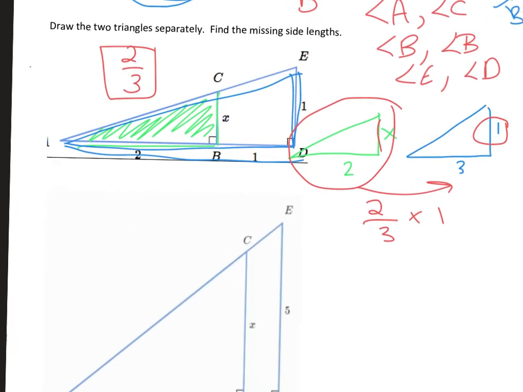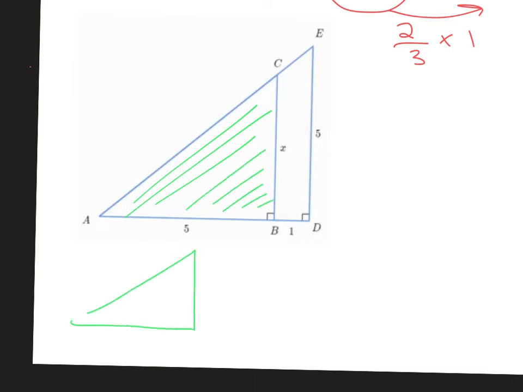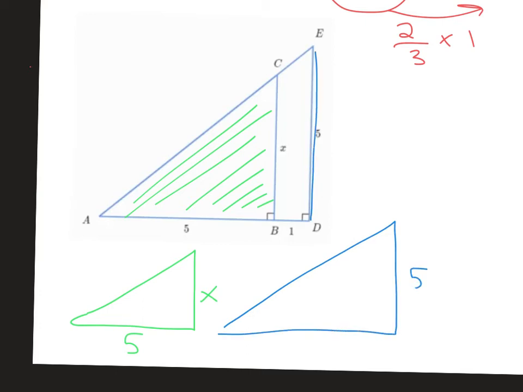Let's try the same strategy down here. I'm going to draw out the two triangles separately. So I have the green triangle. The green triangle is X and 5. And then I have the larger triangle, which is 5 and 6.